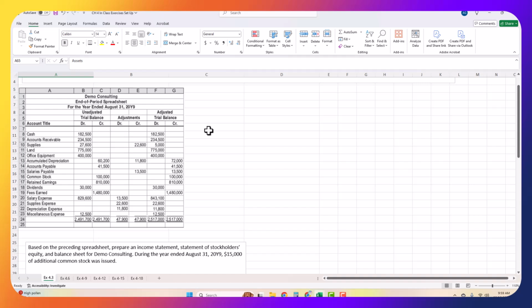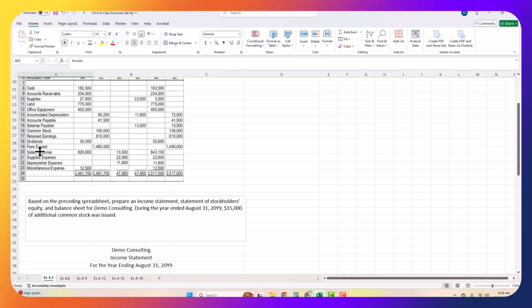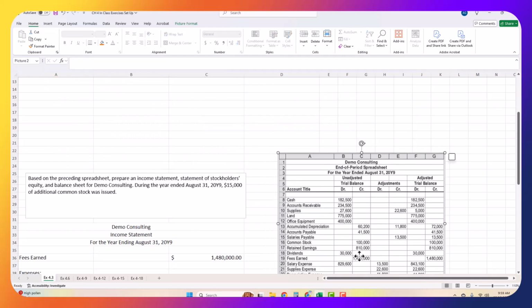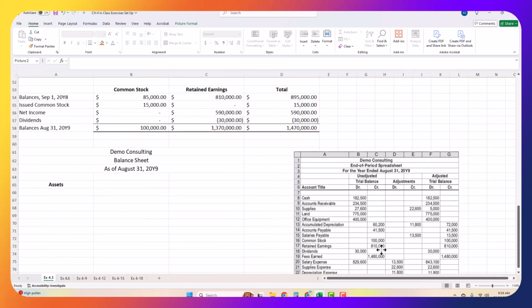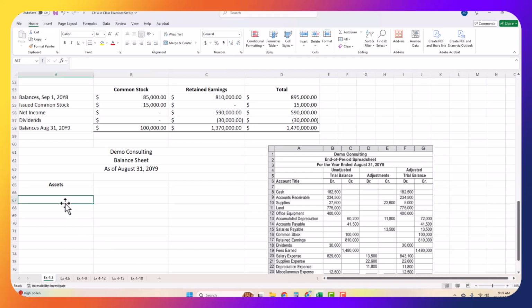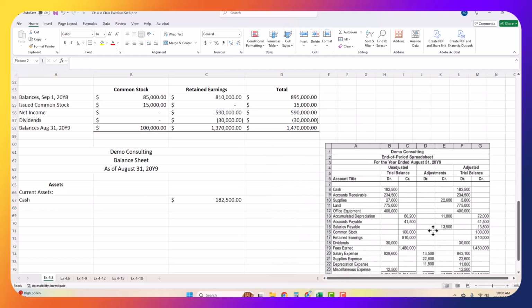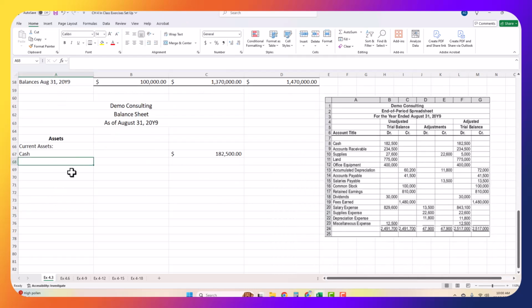So I'm taking all of these numbers directly from here, except we're going to take our stockholders' equity. So I'm going to move this down in my demo. It's a picture. That's why I made a picture of it, so that we can be right here and look at these numbers. So I'm going to take my assets, and I'm going to start with current assets, right? Current assets. So in current assets, you should have cash, $182,500. I took that right from this picture, right? From the ending adjusted trial balance.